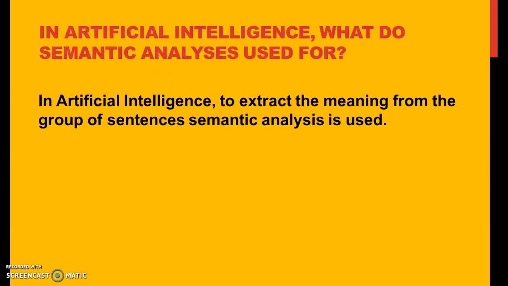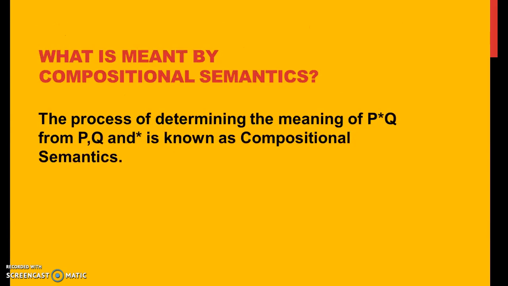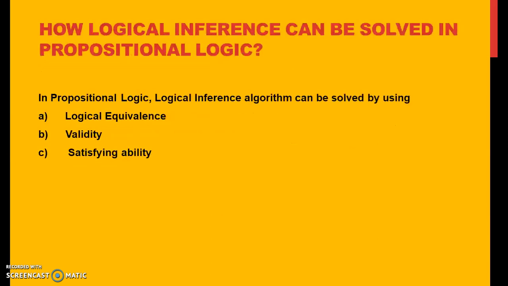In artificial intelligence, what is semantic analysis used for? To extract the meaning from a group of sentences, semantic analysis is used. What is meant by compositional semantics? The process of determining the meaning of P star Q from P, Q and star is known as compositional semantics.